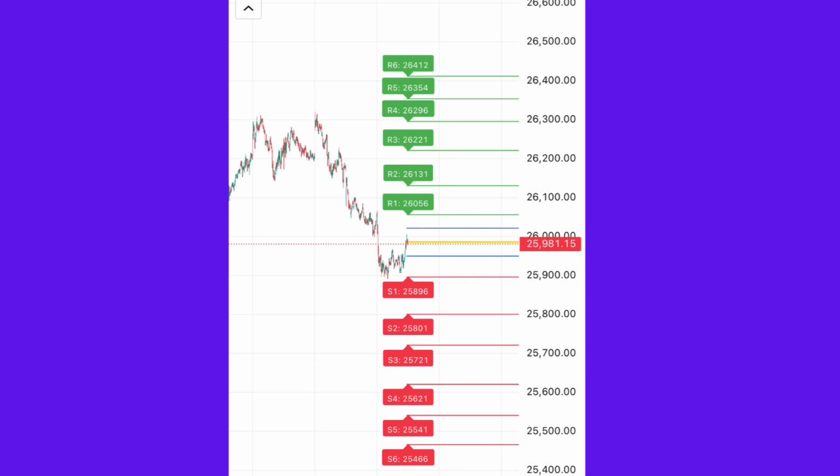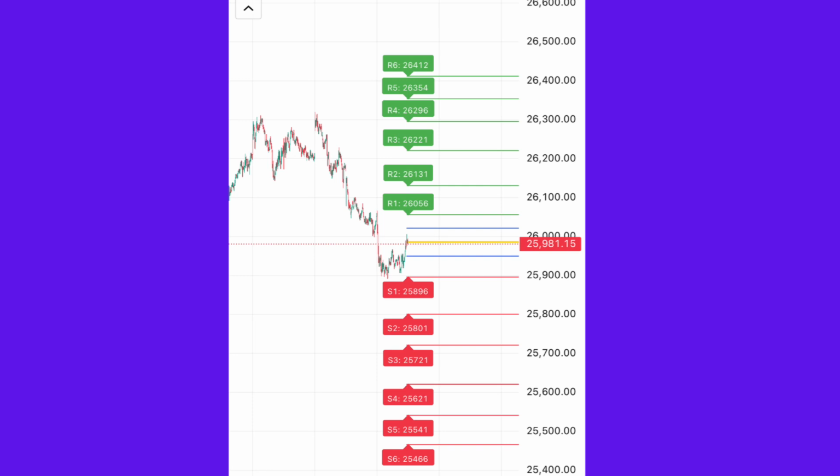Support levels break down. Now, let's look at the downside supports. S1 25,896, S2 25,801, S3 25,721, S4 25,621, S5 25,541, S6 25,466. These levels will protect the downside.